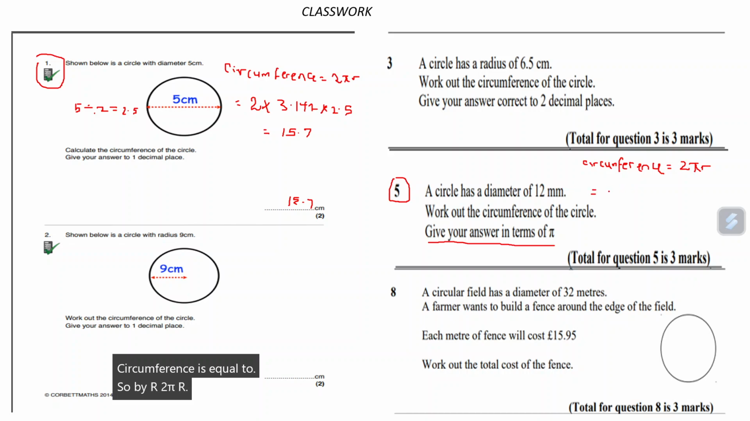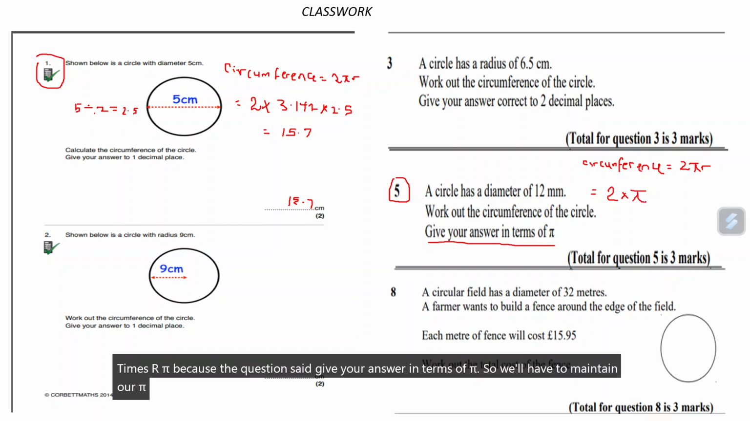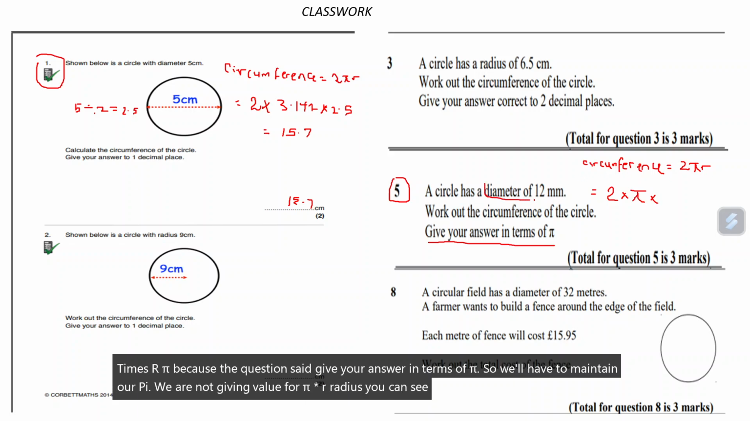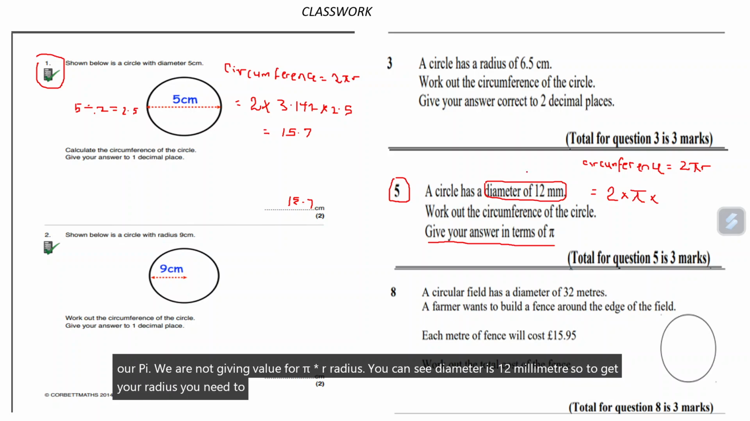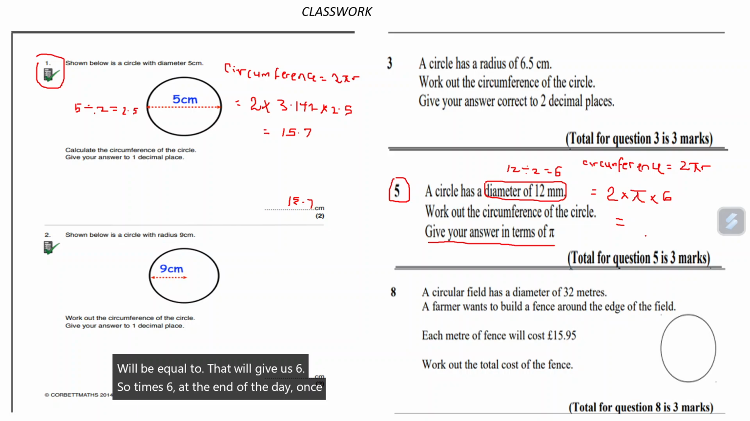So to solve that, we have 2 times pi, because the question said give your answer in terms of pi, so we have to maintain our pi. We are not giving a value for pi. Times our radius. You can see diameter is 12 millimeter. So to get your radius, you need to halve the 12. So that will be 12 divided by 2, which gives us 6. So times 6. At the end of the day, once you multiply all this, you'll have 12 pi millimeter.